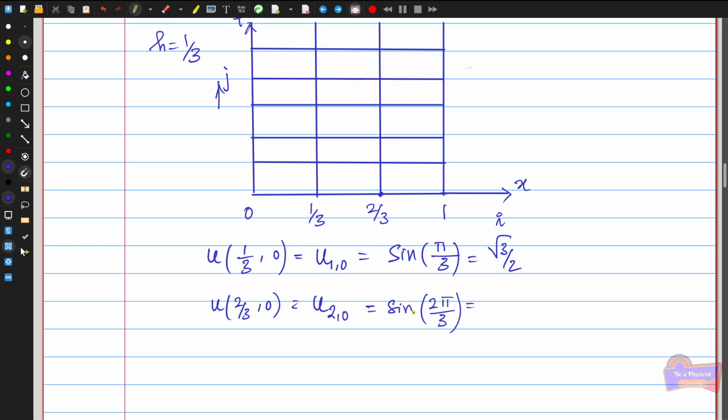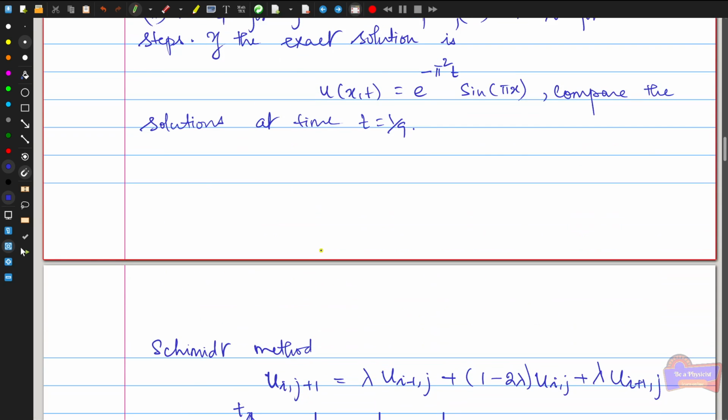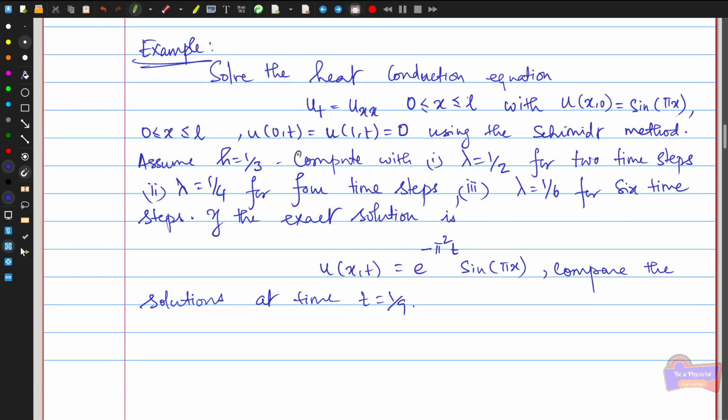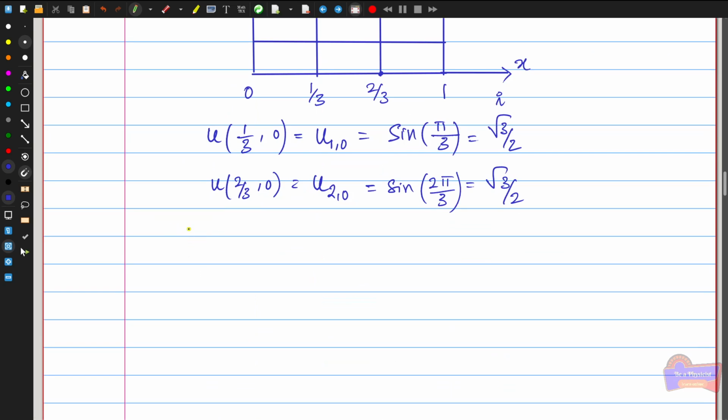So if you find the value of sine 2 pi by 3, it is again root 3 by 2. So these are all the initial conditions. The boundary conditions are given in the equation itself, because u of 0 comma t and u of 1 comma t are equal to 0. So the boundary condition is given as u of 0 comma j equal to 0. Similarly, u of 3 comma j, as I is incremented by 1, 2, 3, can also be given as 0 for all values of j.